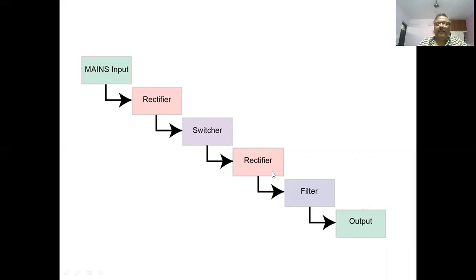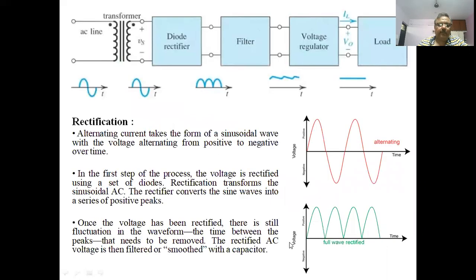Then this rectified output contains some alternating current impurities. So we need a filter circuit to filter them, and after filtration we get the direct current. So basically, a circuit for a common power supply.